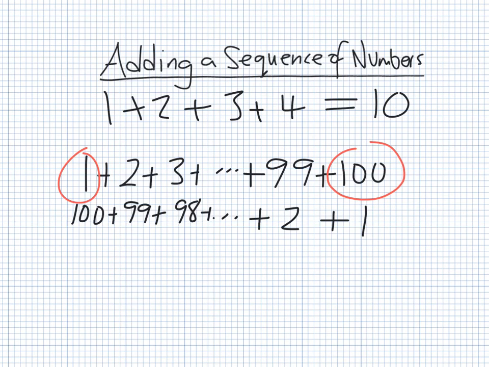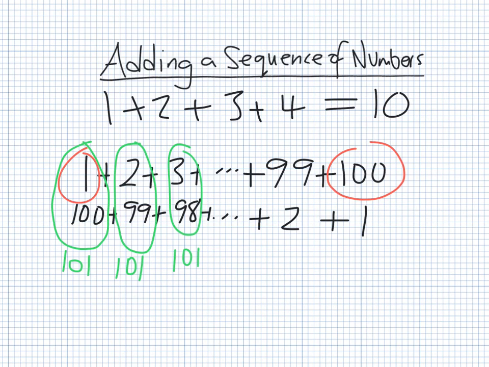Now here's the interesting thing. If you take those numbers along the left, the 1 and the 100, add them together, you get 101. If you take the next two, the 2 and the 99, and add them together, you get 101. If you add the 3 and the 98, you get 101. And that's going to happen every time, all the way through the list until you get to the other end. 99 plus 2, that's 101. And 100 plus 1 is 101.